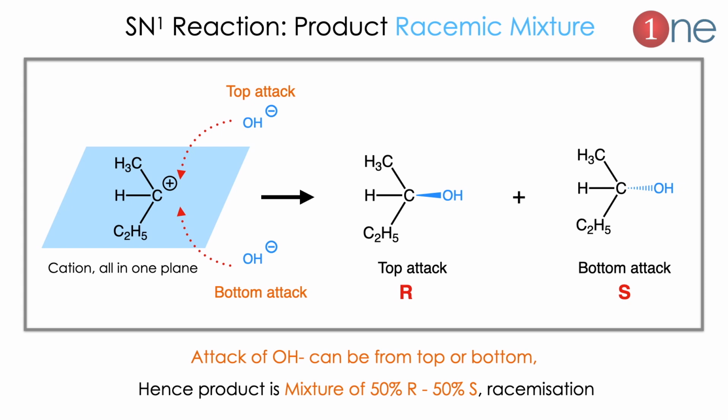It is based on the substrate, but you have the possibility of equal R and S, or 50-50%. So the optical activity will be totally lost. So for an SN1 reaction, the product is always a racemic mixture.